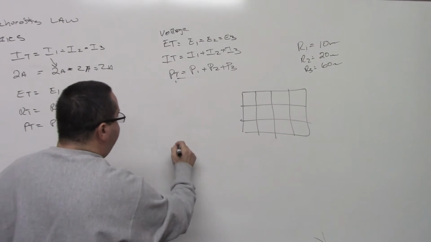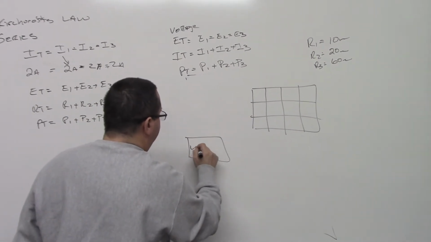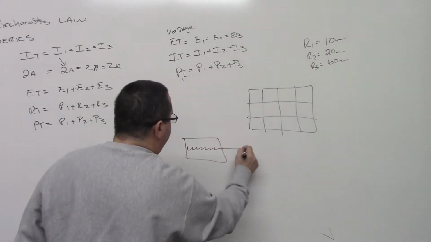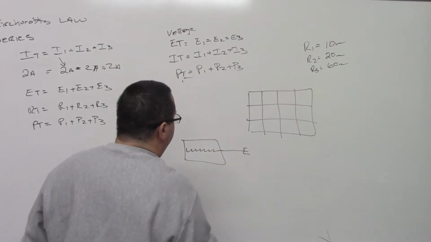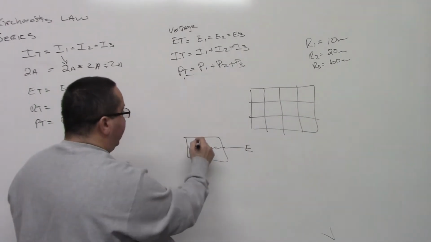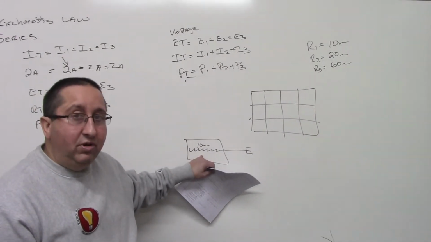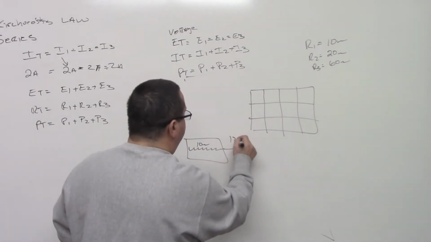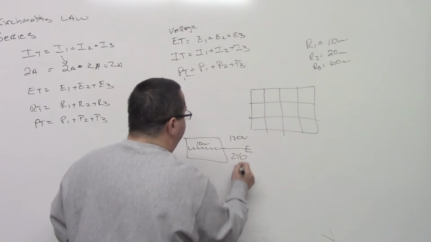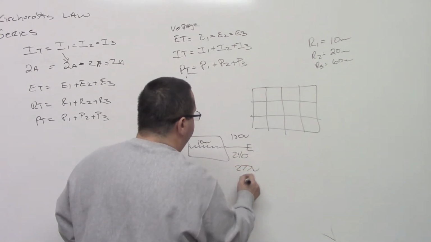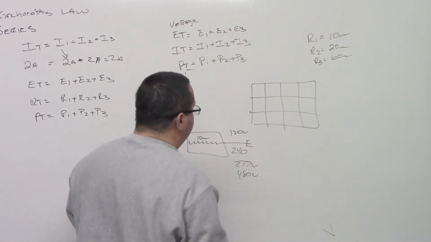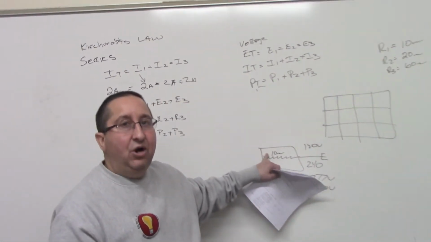If I have a toaster oven, and here's my resistance, then I got a plug right here. If this is 10 ohms, is this ever going to change? No. I could put 120 volts on it. I could put 240 volts. I could put 277 volts. I could put 480 volts on it. It'll always be 10 ohms.